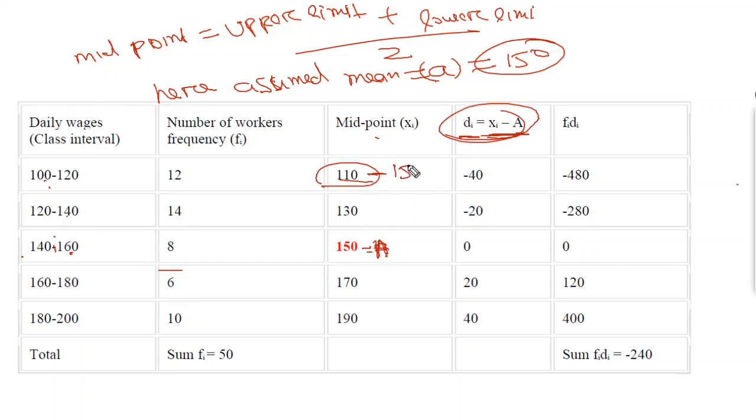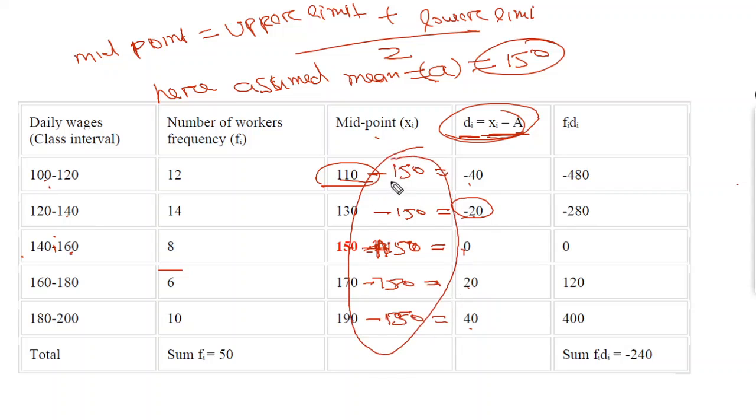110 minus 150 will be equal to minus 40. 130 minus 150 will be equal to minus 20. 150 minus 150 will be equal to 0. 170 minus 150 will be equal to 20. 190 minus 150 will be equal to 40. Please do all this in the rough, okay. You don't mess up the table. Please do all the rough work in the rough place.